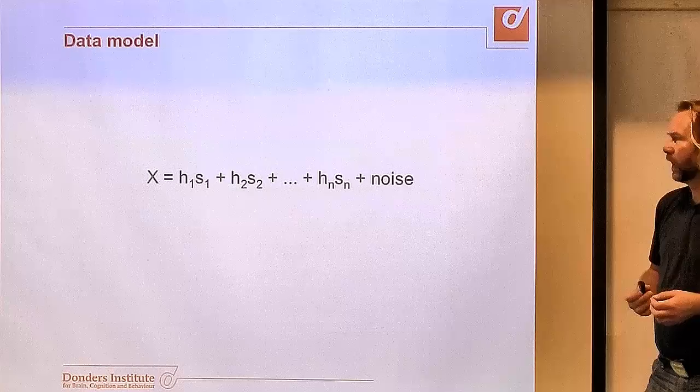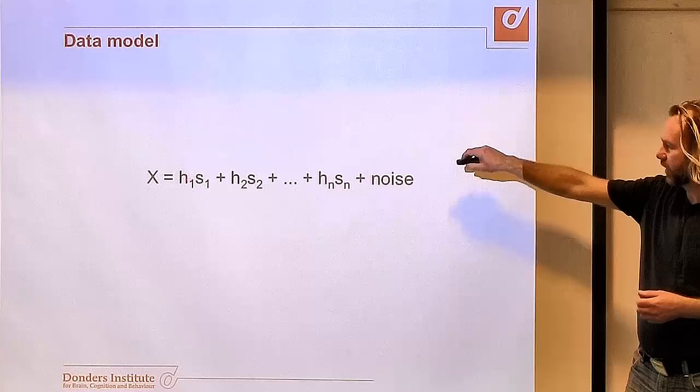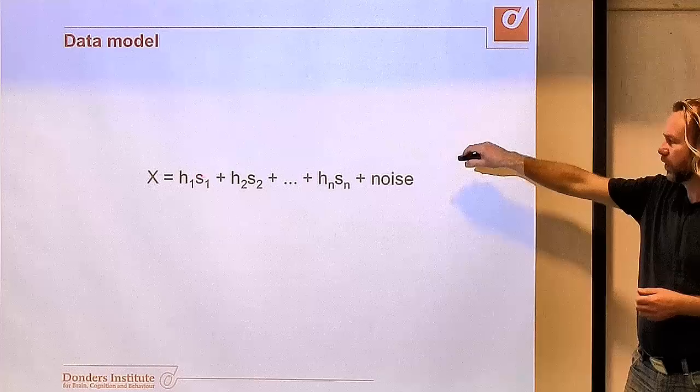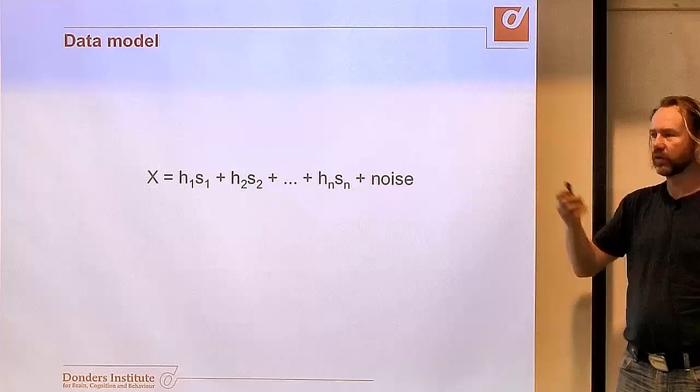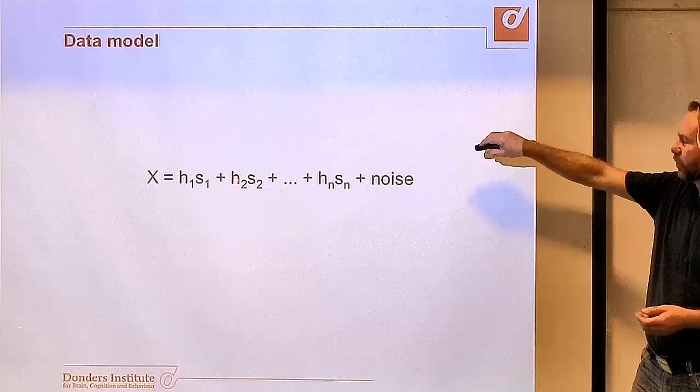And this linear superposition of sources can be modeled like this. So we have data, which is the sum of a source times its lead field, like how is a source visible on the channel level, plus the product of a second lead field times a second source, etc., etc.